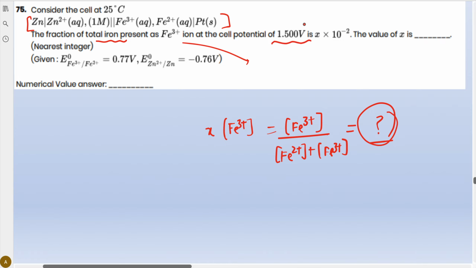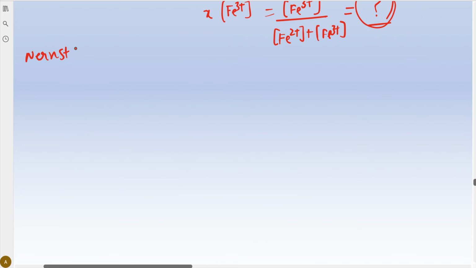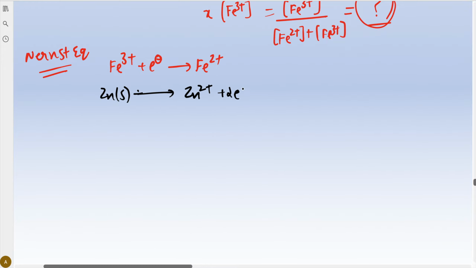And from here cell potential E cell is given to you. E naught cell you can calculate from here. Now try to write the Nernst equation for this. Let's say Fe3 positive plus electron is converting to Fe2 positive. And the next reaction, see, zinc solid is changing to Zn2 positive plus 2 electrons, and here E naught is given 0.77 volt, and here E naught is given 0.76 volt.